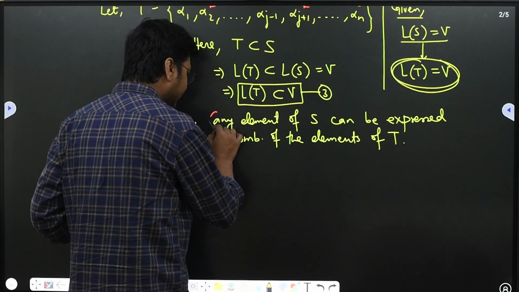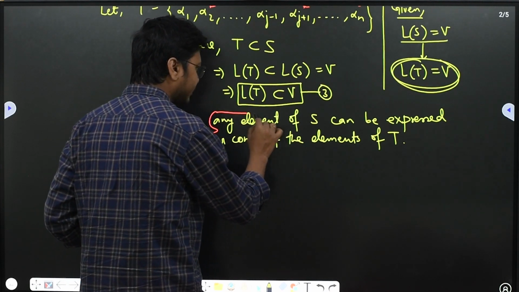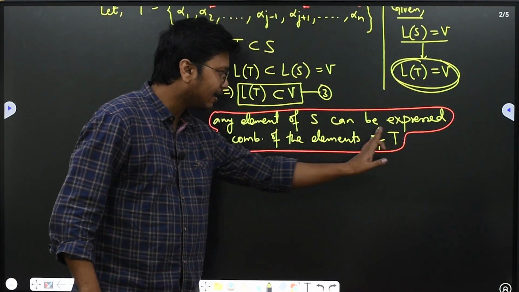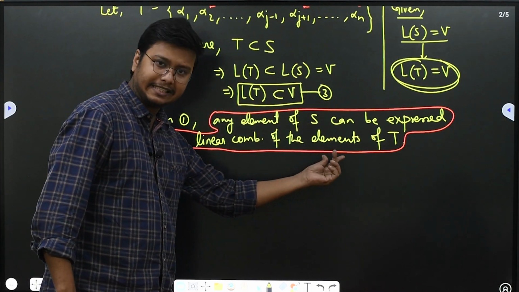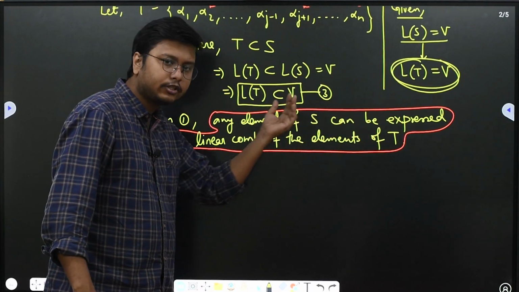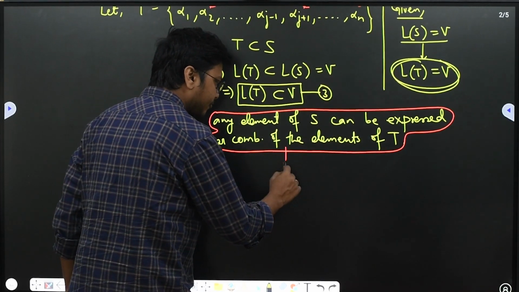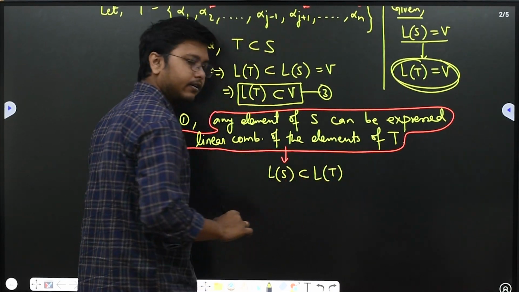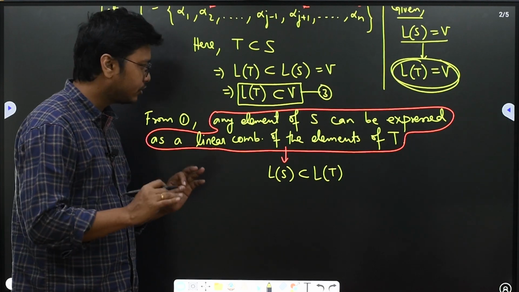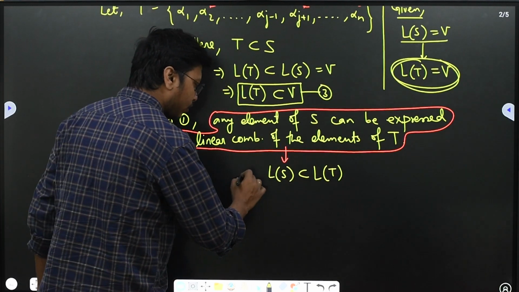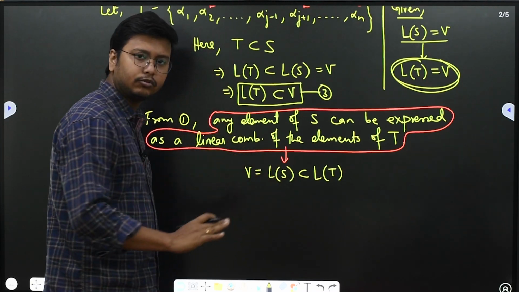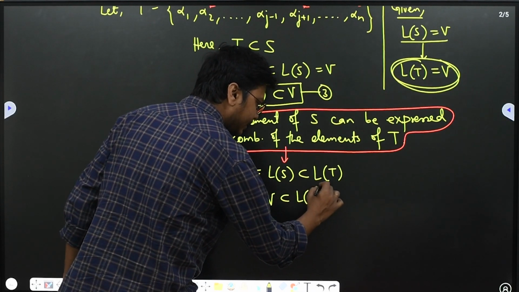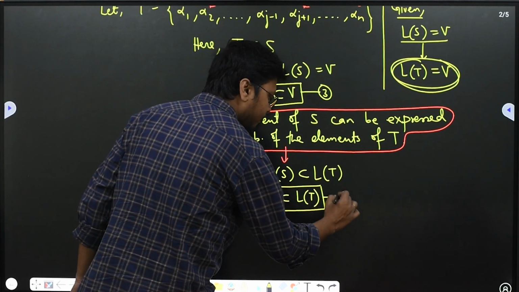Now this again falls down to a theorem. Using a theorem, we can say that if any element of a set can be expressed as a linear combination of another set, then L of S is a subset of L of T. So this directly comes from one of the theorems of linear combination, and I already know that L of S is equal to V, right? So I get that V is a subset of L of T, and I call this equation number 4.